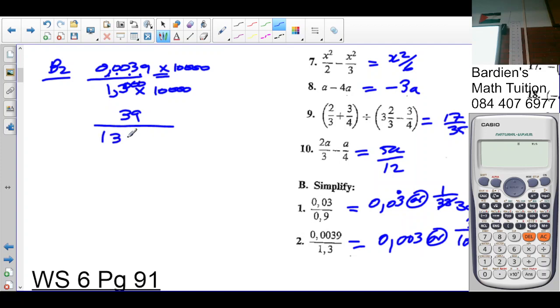So it's 1, 3, 0, 0. So I'm moving it. 1, 2, 3. I need another 0, 4. Can you see that? So 13 goes into 13 once. 13 will go into 13,000 1,000 times. Okay? And then 3 goes into 39 3 times.